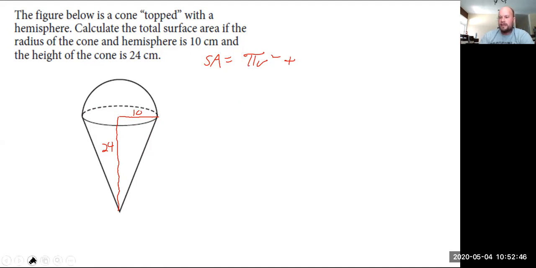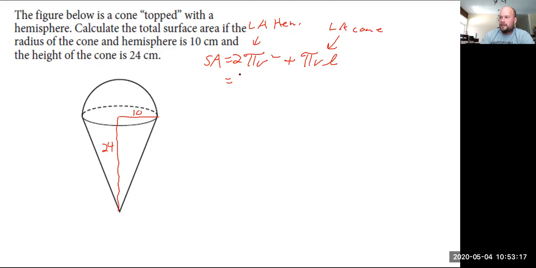So let me replace that 3 with the 2. Because this part is the lateral area of a hemisphere. Whereas on the second half of this, I only need the lateral area of a cone because we don't have the bases on the outside. So this is the formula we're going to use to find the surface area of this figure.